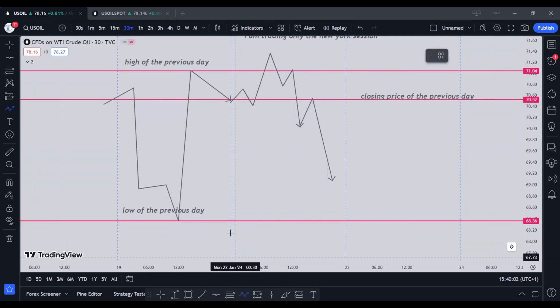The same thing for the buy. Let's say the market closed here. Let's say this is the closing price.